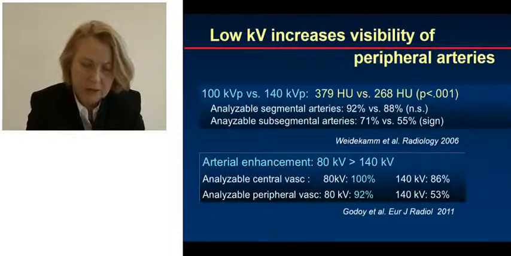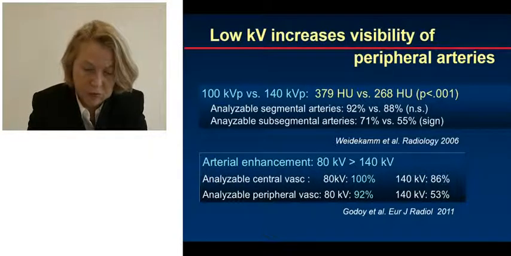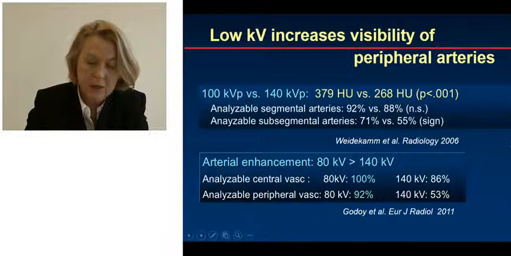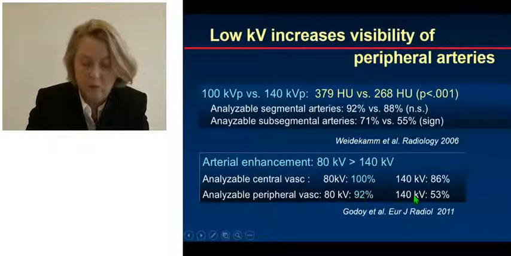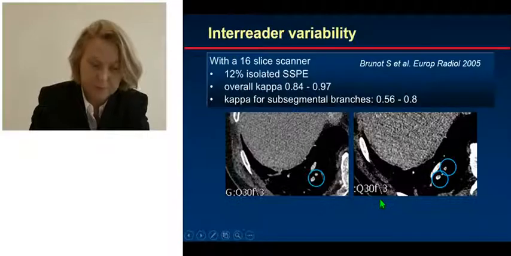Low kV, 80 kV, increases the visibility of peripheral arteries. One of the first publications talking about that, Radiology 2006, reported a significantly increased visualization of the subsegmental arteries going from 55% to 71%. And this has been reconfirmed by multiple studies. This is just another study who did not report a significant difference for the central arteries, but for the peripheral arteries there had been a significant increase from 53% to 92%, going from 140 kV to 80 kV.